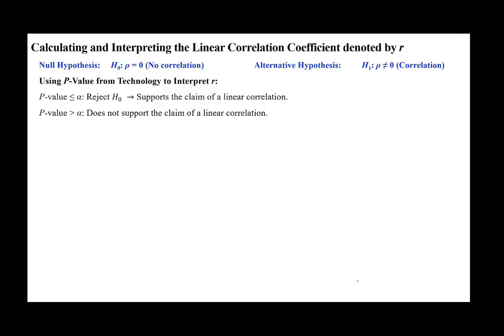Now, you all remember the concept as far as the p-value goes, because most of the time this is done by technology, and the technology gives you the p-value. When the p-value is less than or equal to alpha, you reject H0, which means what? H1 wins in essence, which means there is a correlation. And if the p-value is larger than alpha, you do not reject H0, or fail to reject H0, then there is no correlation.